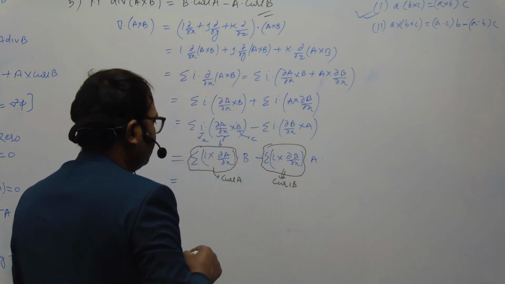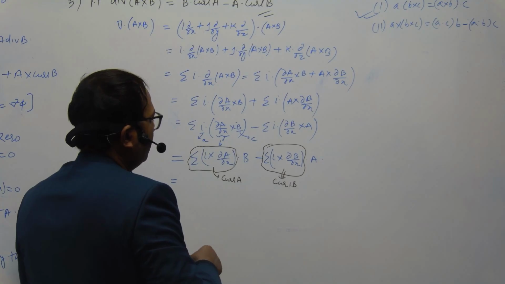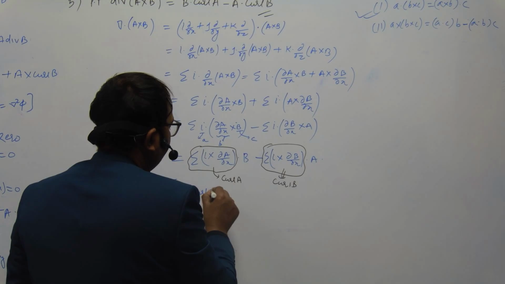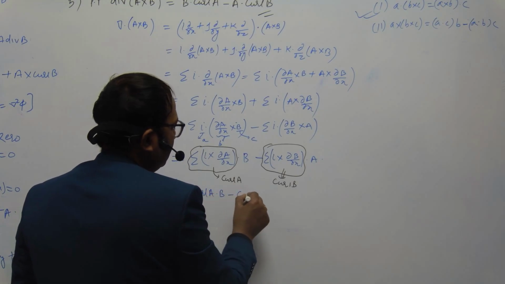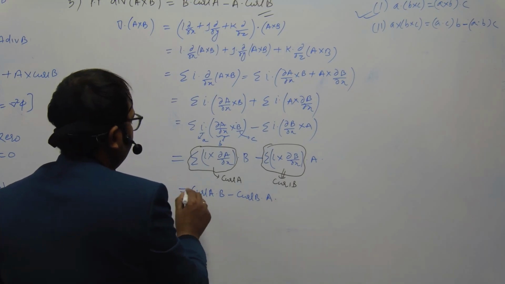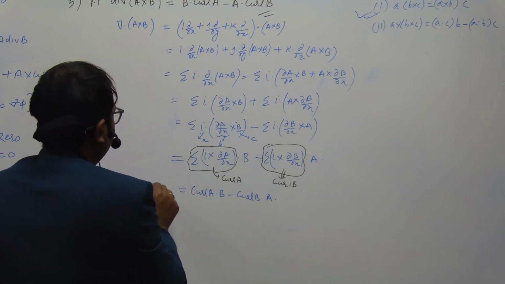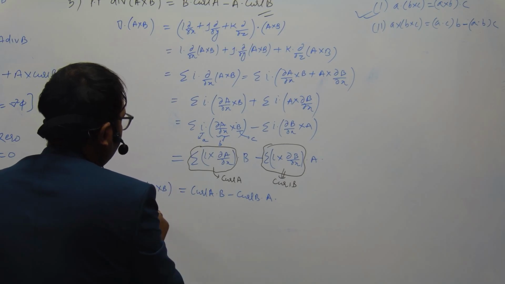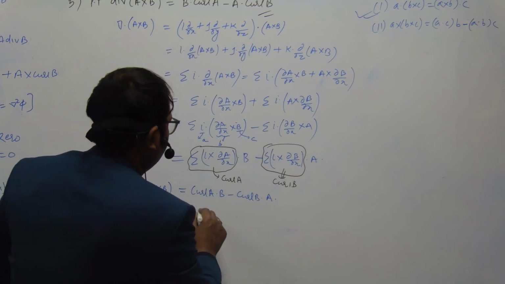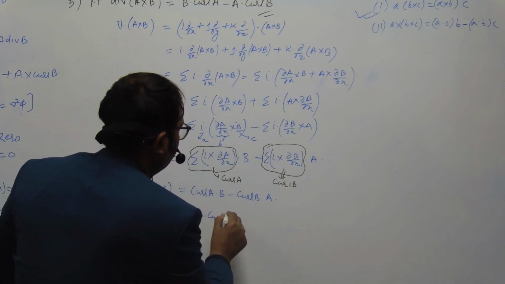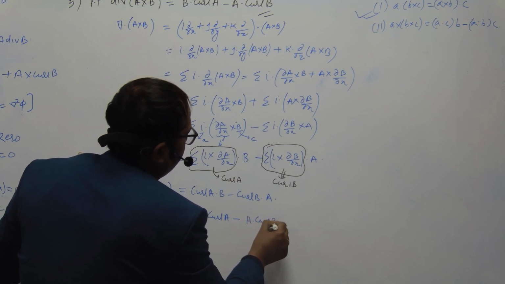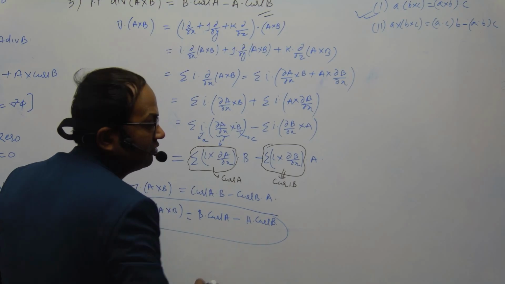Okay, this is curl of b. So we have curl of a dot b is equal to b dot curl of a minus a dot curl of b. Okay, and this is equal to divergence of, this is del dot a cross b. So del dot a cross b is equal to b dot curl of a minus a dot curl of b. So this is basically what we have to prove.